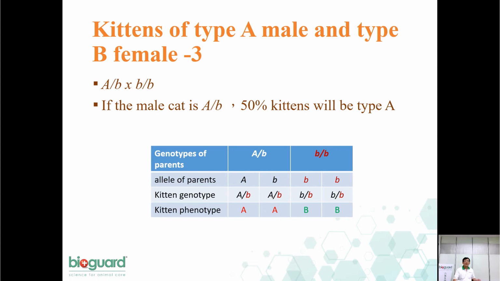If the type A male has the A and B alleles, then 50% of kittens will be type A phenotype, and 50% will be type B. And that means 50% of the kittens will have the issue with the neonatal isoerythrolysis.